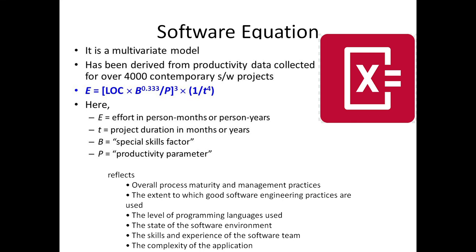Here E represents the effort in person months or person years. t represents project duration in months or years. B represents the special skills factor. P represents the productivity parameter, and this reflects overall process maturity and management practices: the extent to which good software engineering practices are used, the level of programming languages used, the state of the software environment, the skills and experience of the software team, and the complexity of the application.